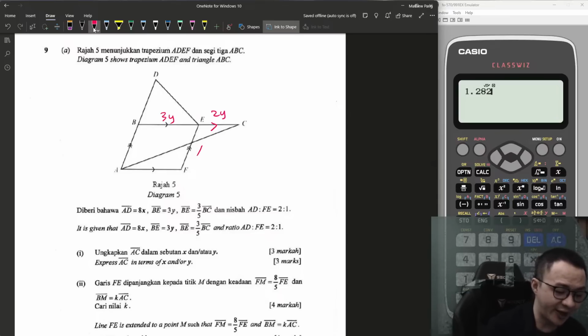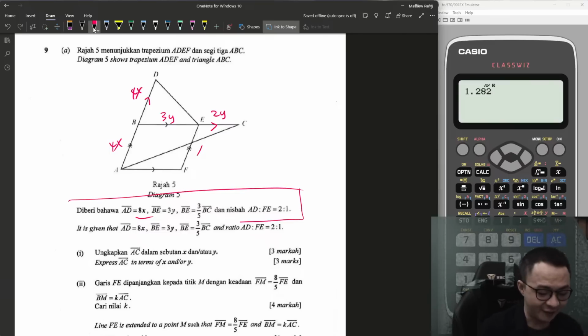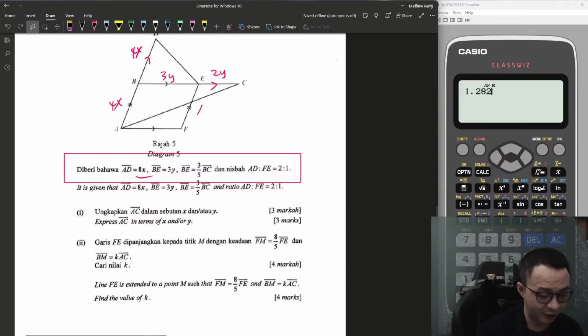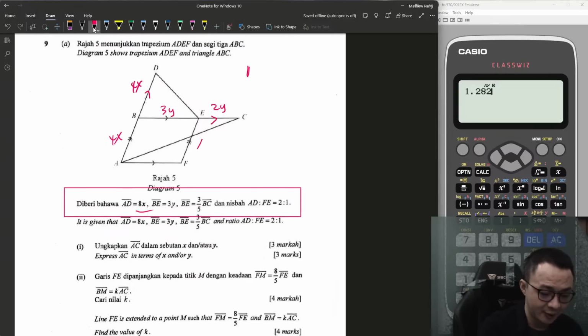FE is the same as AB, right? So if the whole thing here is ratio 2, basically 1 and 1, right? So B is the midpoint of AD. So the whole thing is AX, so it becomes 4X and 4X. Okay, this is everything I get from the first sentence. So now I will start the first part. Find AC. AC will be AB plus BC, right? So very easy. 4x plus 5y, right? Done. 3 mark.